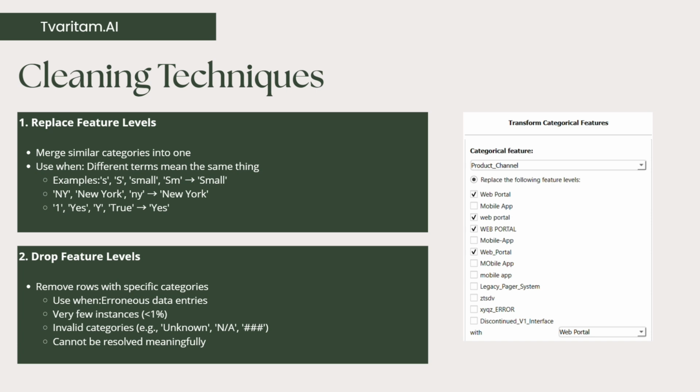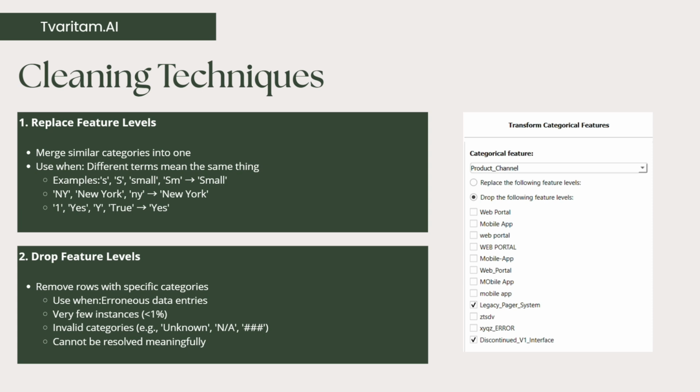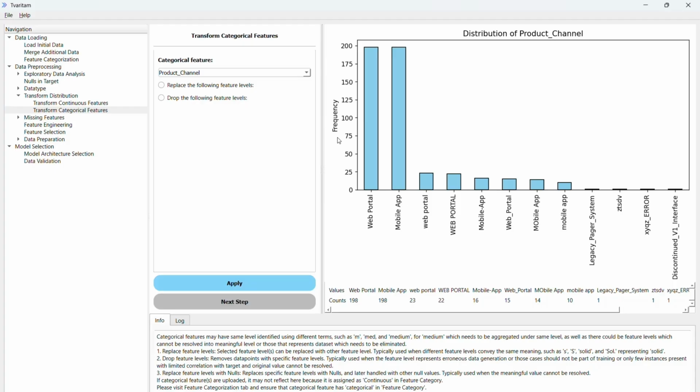This usually happens when those categories are not relevant to the modeling objective. For example, if we are building a model to predict sales in the US region, we might exclude data from other regions. Similarly, categories representing outdated systems or legacy processes may no longer be relevant. Now let us apply these cleaning techniques in our platform.